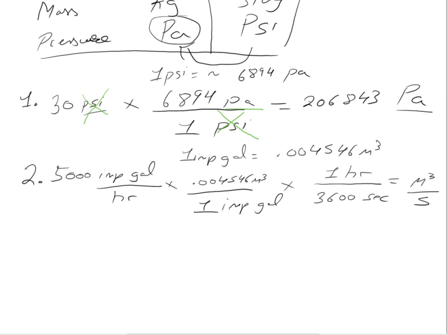So that's going to give me 5,000 times 0.004546 divided by 3600, which is 0.0063 meter cubes per second. And as you can see, we got rid of imperial gallons from here, leaving us with meter cubes per hour. Then we got rid of hours by doing this. So now we have meter cubes per second. So this is our answer.